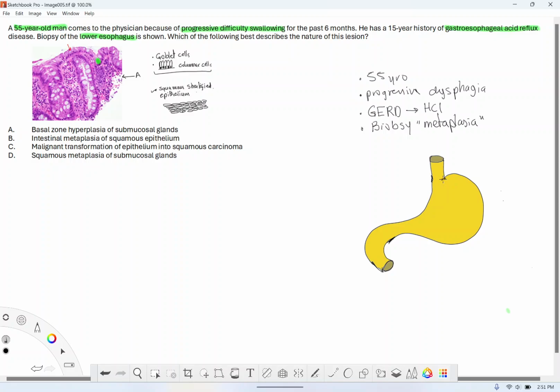So you have the LES right here, which should be closed, which should be shut. But guess what? In this case, the LES is open. So acid goes into the esophagus. Acid refluxes into the esophagus, HCl. The stomach is designed for HCl.